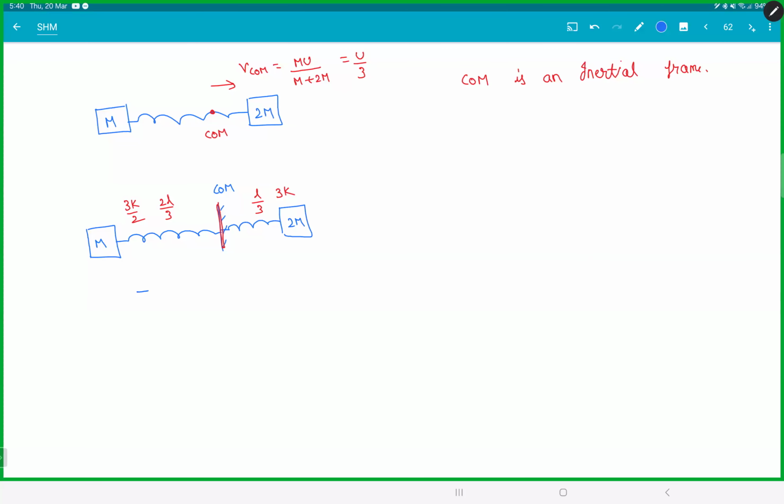Now if you want to find the time period for one spring and one block, it is 2 pi root over m by k, with mass m and spring constant 3k by 2. Interestingly, you'll observe you get the same answer for both. You can take the other spring also and get the same answer, because they both belong to the same system. Is this making sense? Easy? So if you stand on the center of mass, you cut the spring, and then you know the spring constant. Is this clear, everyone?